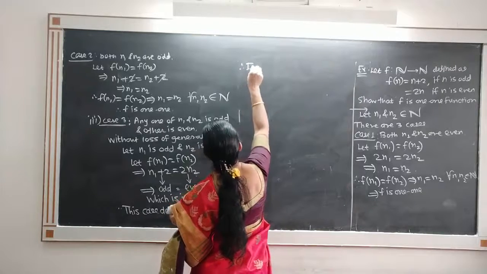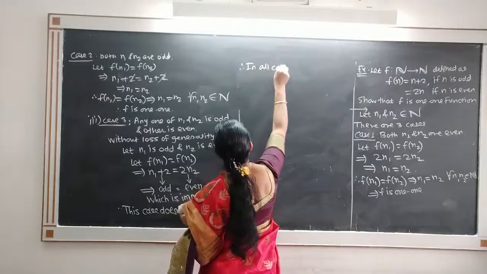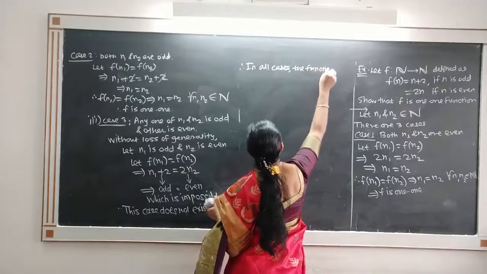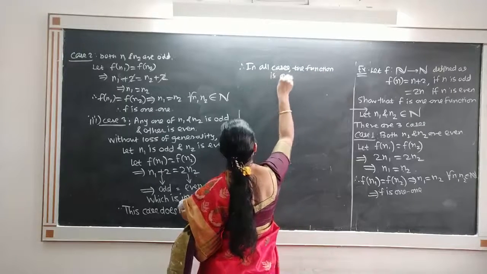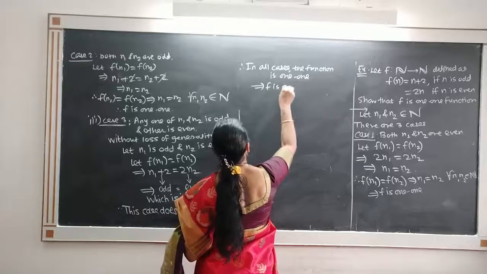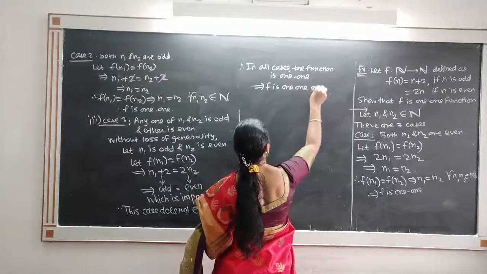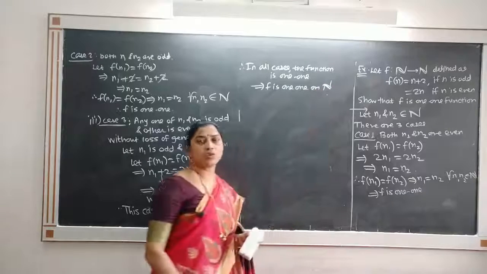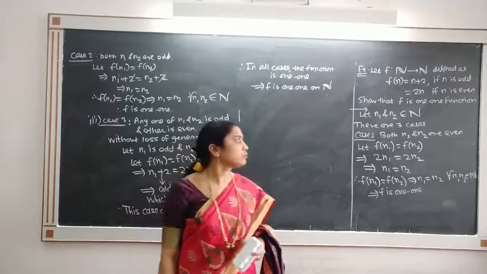Therefore, in all cases the function is 1-1, which implies that f is 1-1 on N. So on the natural numbers, this function is a 1-1 function.